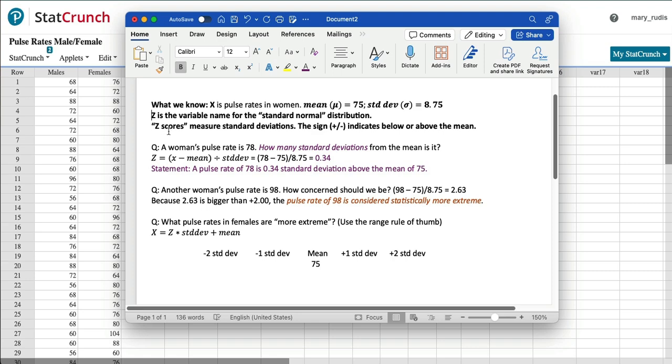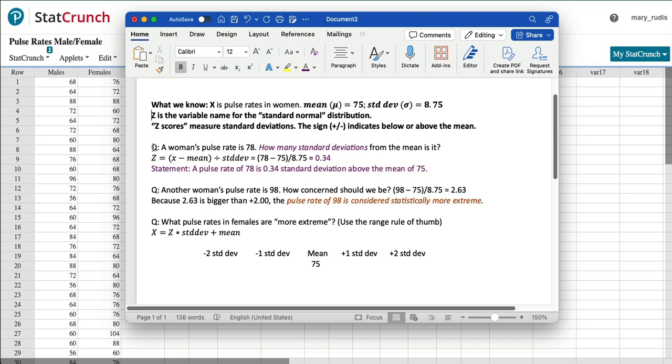So z-scores actually do measure standard deviations. If I gave you a z-score of 1.98 and asked you how many standard deviations from the mean that is, you would just say 1.98, because a z-score tells you how many standard deviations away from the mean you are. Okay, so that's the definition of a z-score.